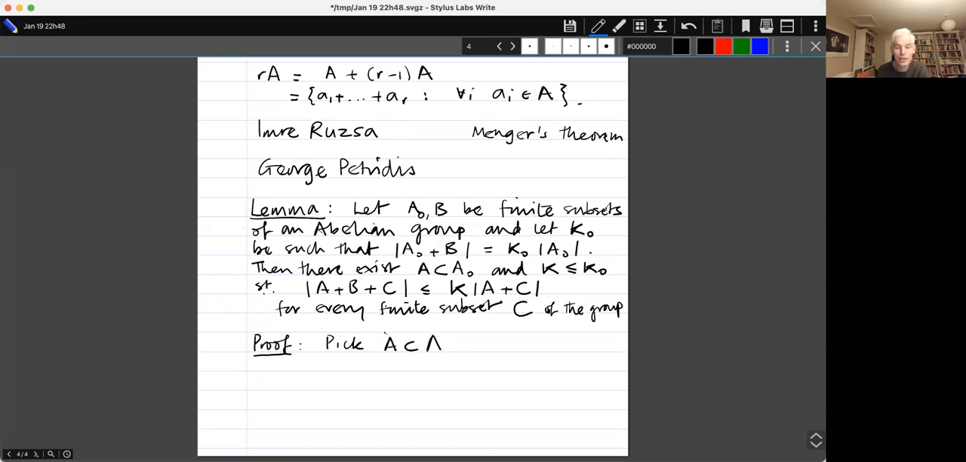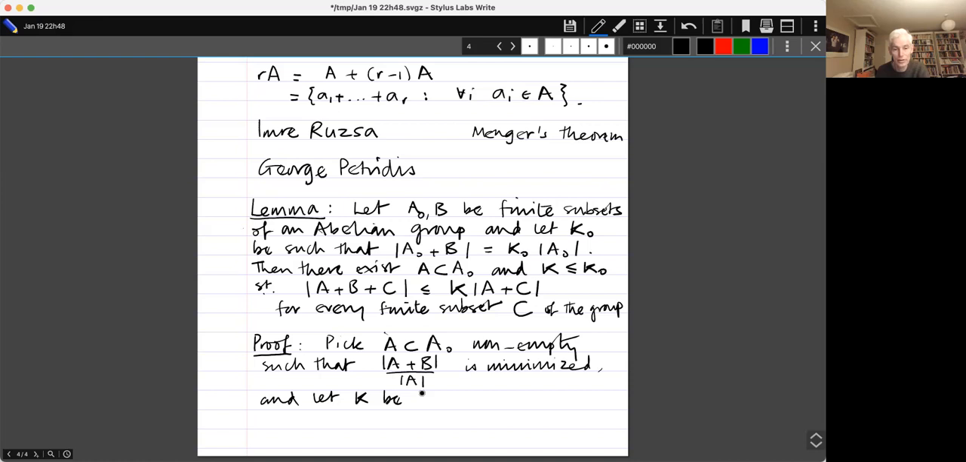a non-empty subset A of A naught such that the size of A plus B divided by the size of A is minimized. And let K be the minimum.